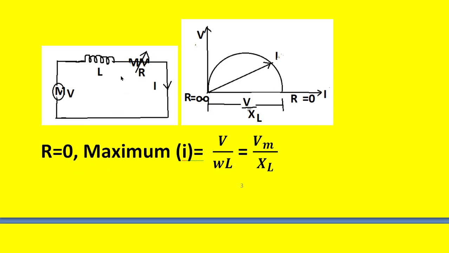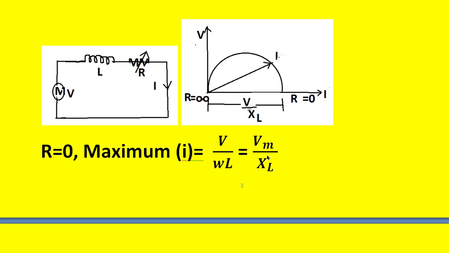Then the current flowing is pure inductive current. So in a pure inductor, current lags the voltage by 90 degrees. So find out what that current is. That is V by omega L or Vm by XL.